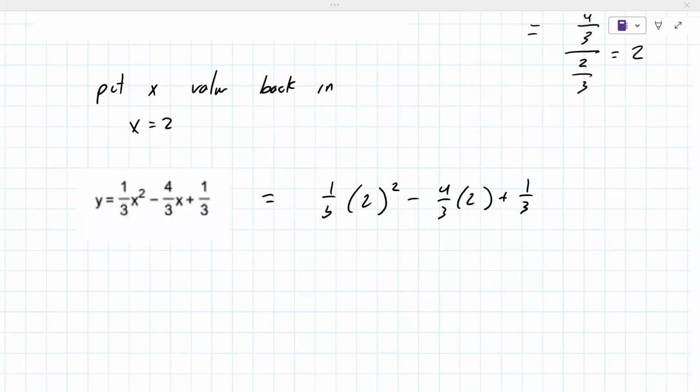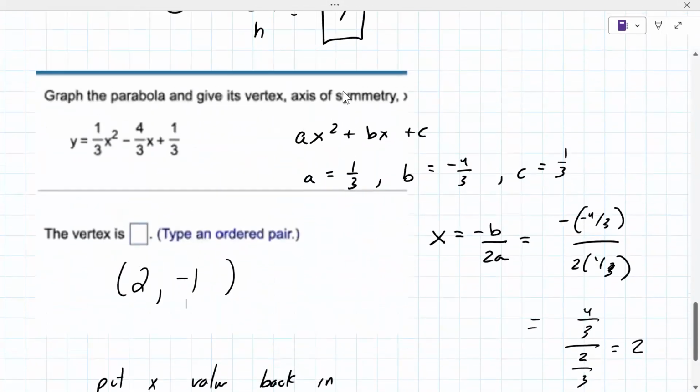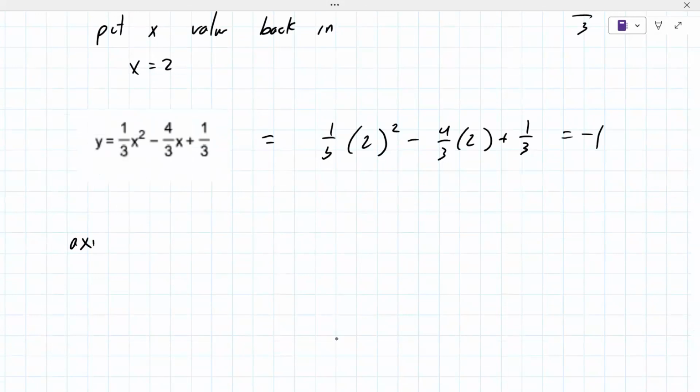All right, so that ends up being -1. So that is your vertex. If you're on that problem, let me know if the next one is the axis of symmetry. It probably is, and then we'll figure out what's after that. Yeah, it is. Okay, so the axis of symmetry is always the x value of the vertex.